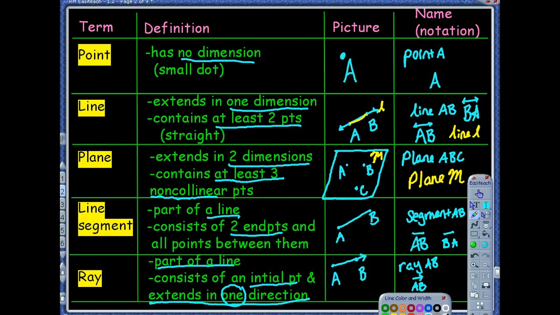Now, on this one, could I name this Ray BA, Mrs. Palermo? Well, if you name it Ray BA, that means the initial point would be B, and then it would extend past point A. What do you think? I don't think so, because it doesn't look like that's happening in this one, right? So rays are restricted in how you name them. You have to name it with the initial point first, and then extending on. Okay.